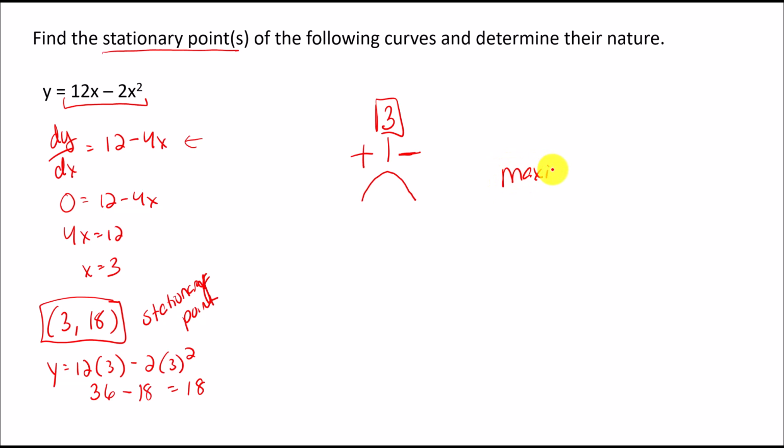So we have a maximum at x equals 3. And the maximum value is 18. So you could just write your coordinate and you could state that that's a maximum, or you could say maximum x equals 3 of 18. Either way, okay?